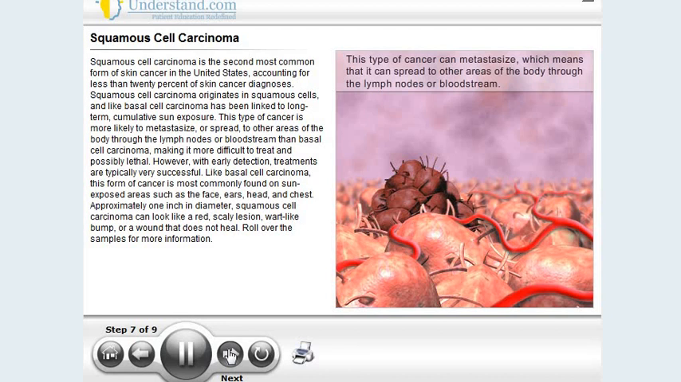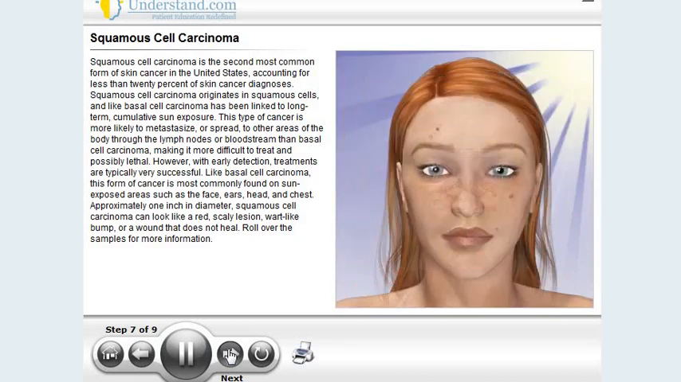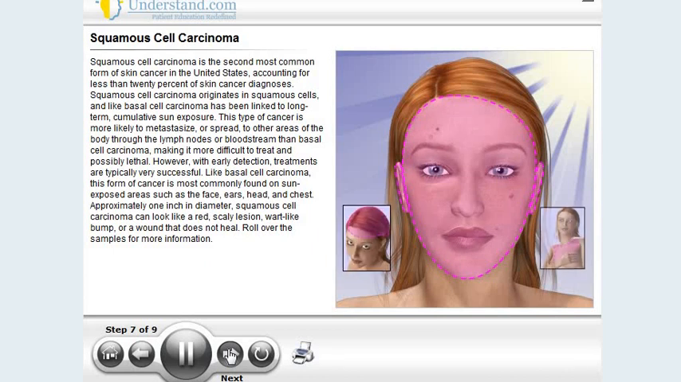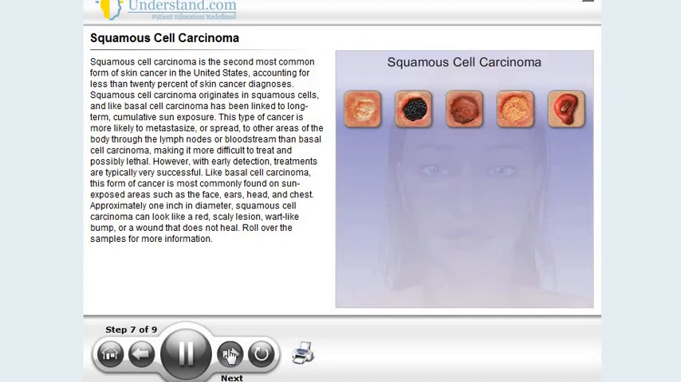Like basal cell carcinoma, this form of cancer is most commonly found on sun-exposed areas such as the face, ears, head, and chest. Approximately 1 inch in diameter, squamous cell carcinoma can look like a red, scaly lesion, wart-like bump, or a wound that does not heal. Roll over the samples for more information.